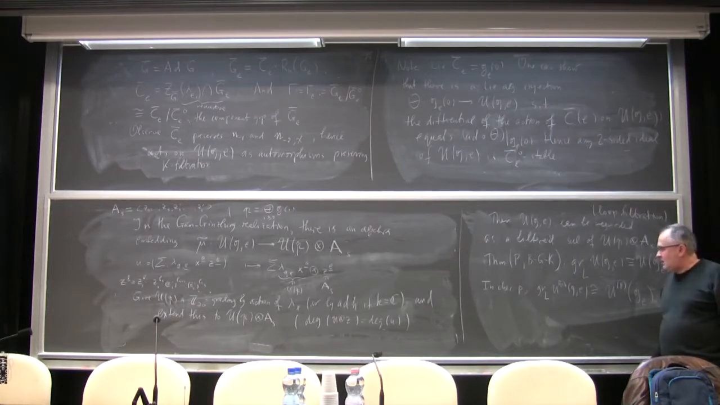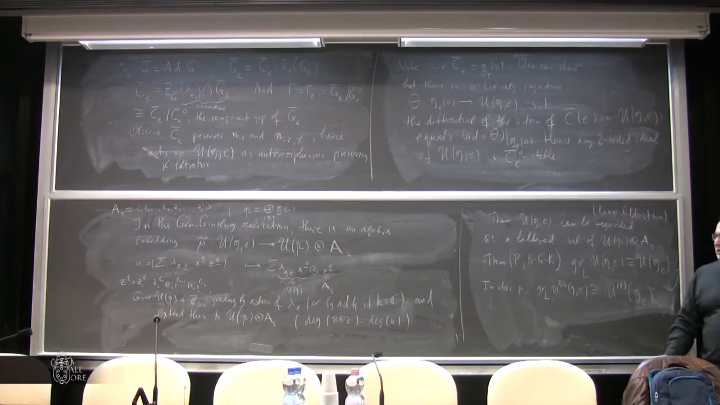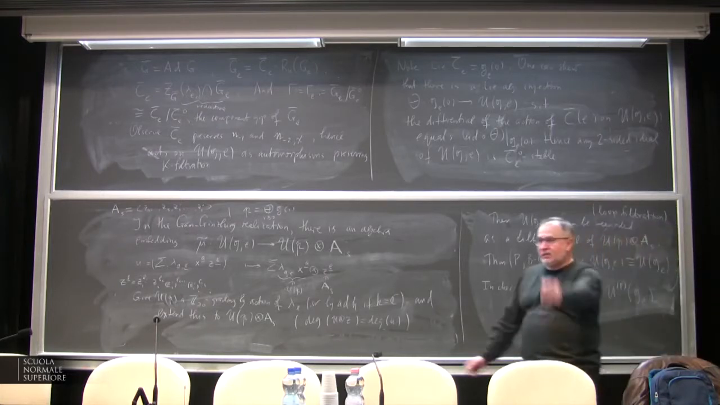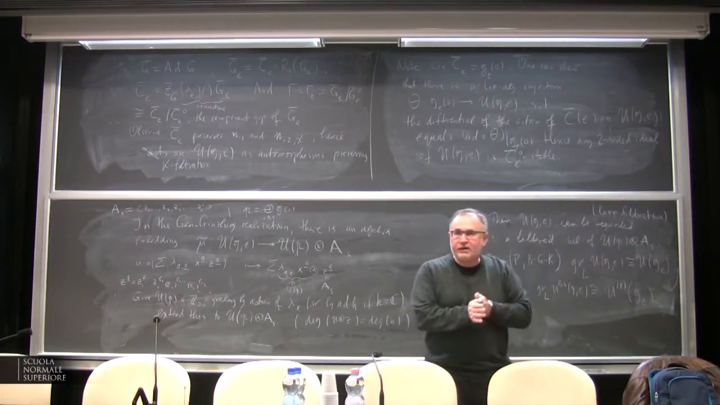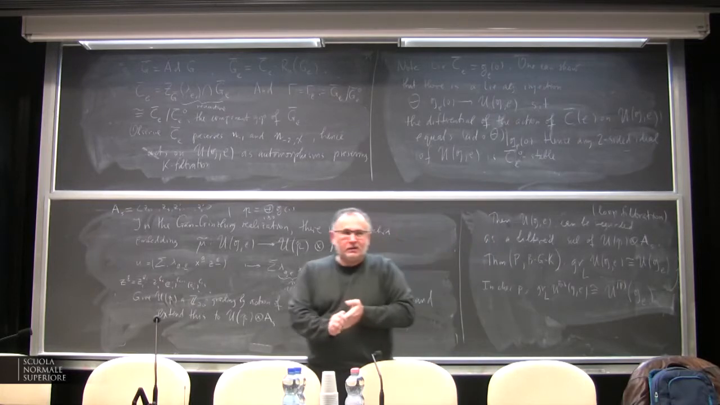So this is an algebra filtration. Yes, it's an algebra grading. But U is not a graded subalgebra. U is just a subalgebra of a graded algebra, so it will acquire an algebra filtration. Maybe we shall have a 7 minute break. Any questions?